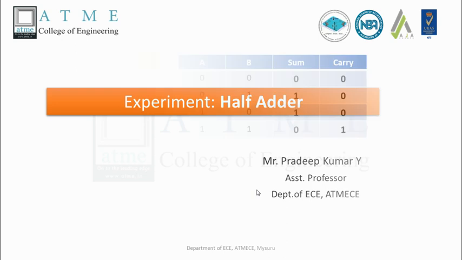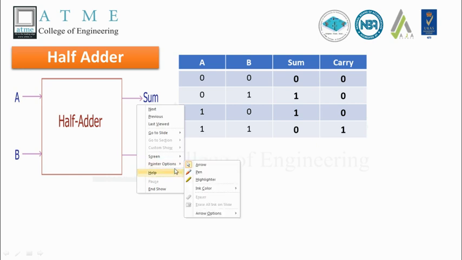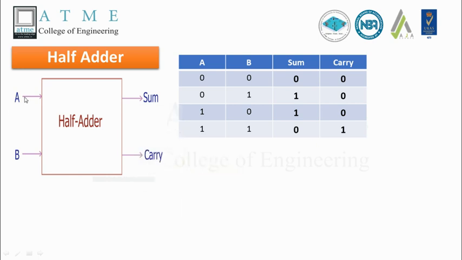Let us consider our design of interest, the half adder. You know that a half adder is a combinational logic circuit which essentially consists of two inputs and two outputs. In this slide, I have shown the half adder block, which consists of two inputs, which I named A and B, and two outputs, which I named sum and carry.